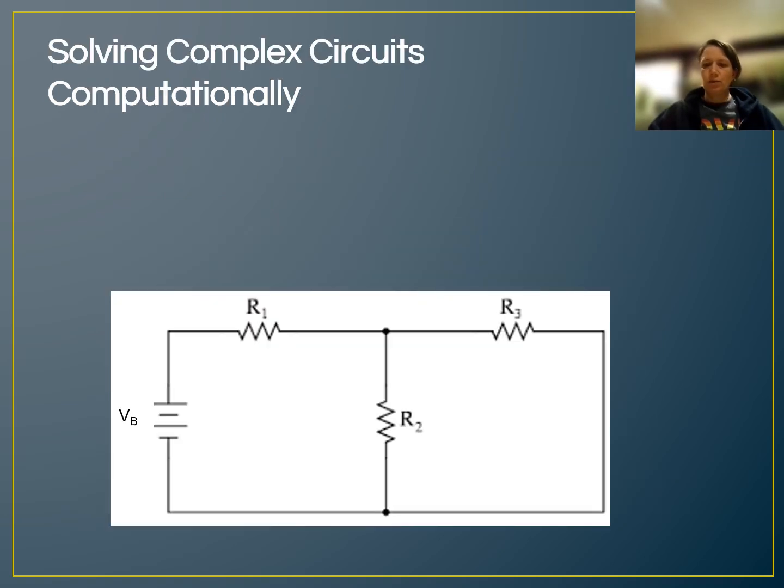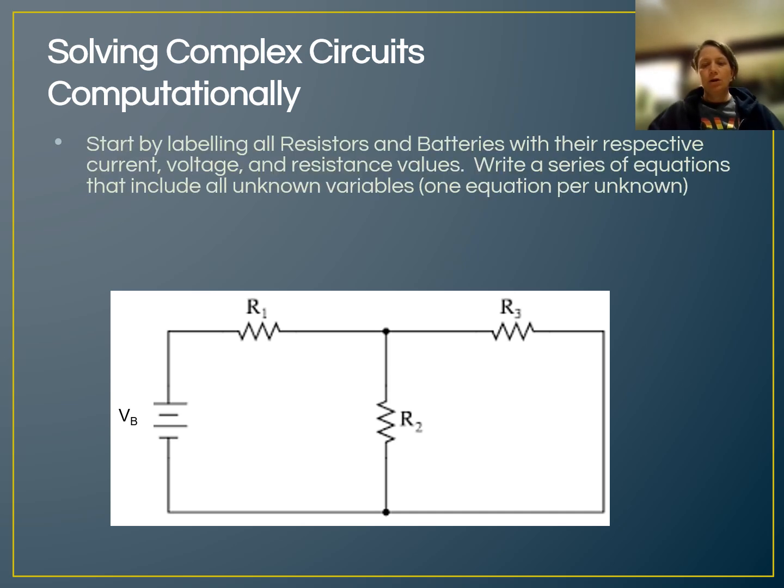If you find yourself in a situation where you're asked to solve a complex circuit either computationally or algebraically, you're going to want to start by labeling all the things you can possibly label. Label all your resistors and your batteries with current, voltage, and resistance values. You will notice that I did a couple things here. When I was labeling my current, I drew arrows to represent the expected direction of that current. I'm going to call that the positive direction, and I'm going to make it positive in my equations.